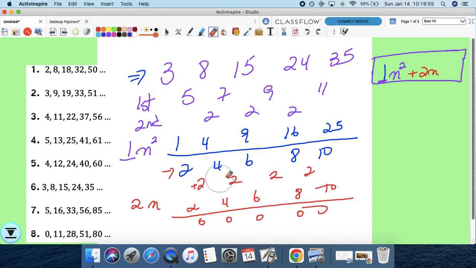You can always double check by plugging in. Plug in the number 5 in here. Find the 5th term. See if you get 35. Plug in 4. See if you get 24, and so on.